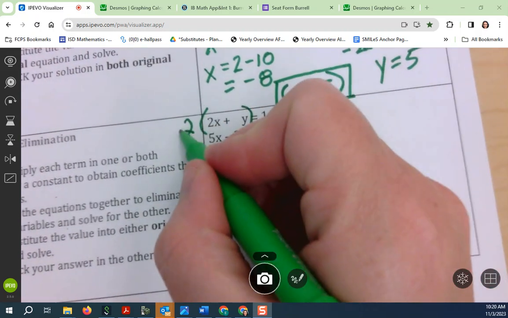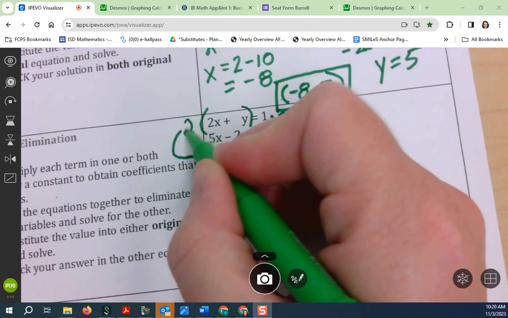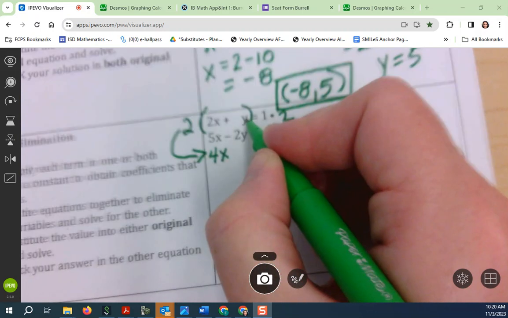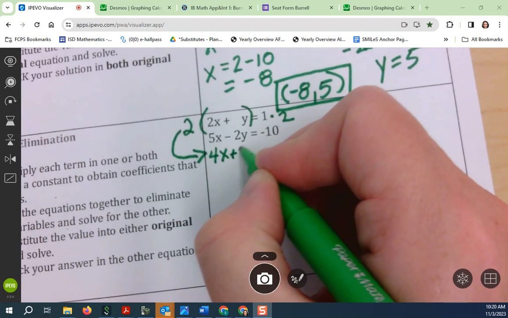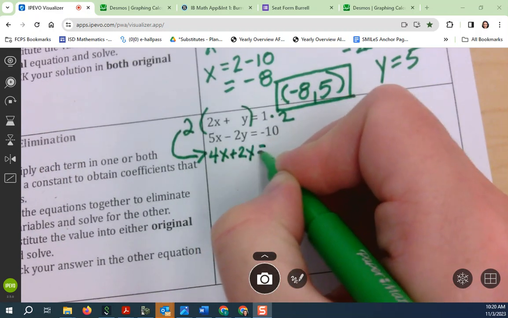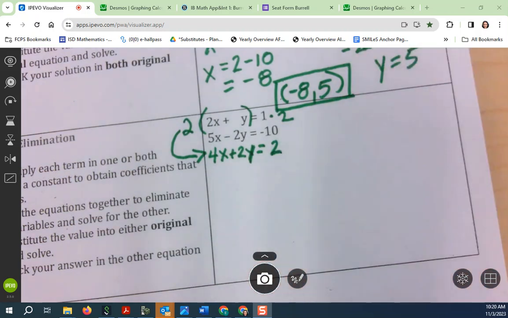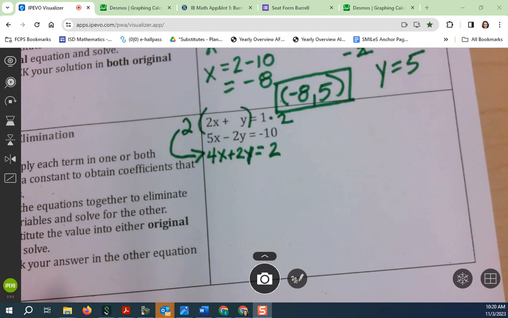So what I'm going to do is I'm going to bring this equation down here now. 2 times 2x is 4x. And 2 times y is plus 2y. And then 1 times 2 is 2. So the reason I multiplied both sides by 2 is because I wanted my y's to cancel out. And they weren't going to cancel out when I just had a 1y there.